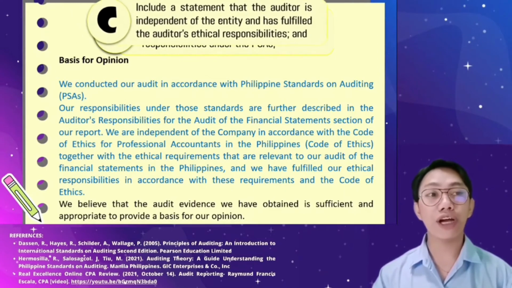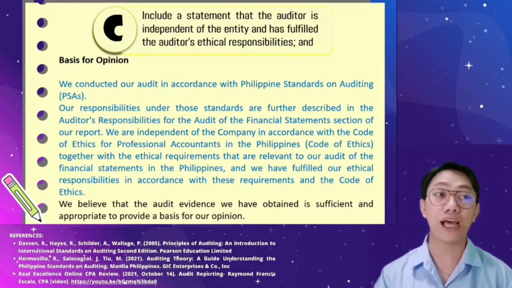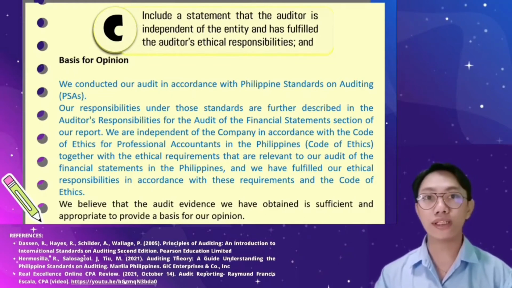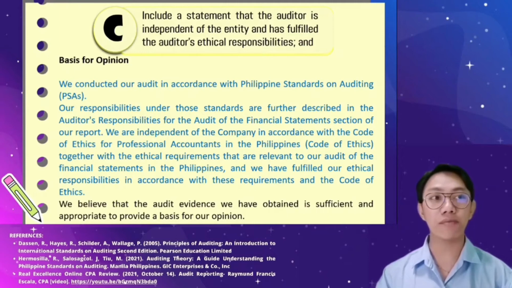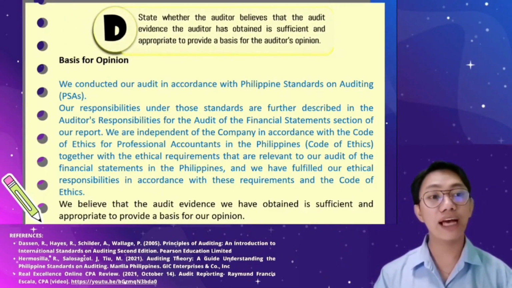So, sa standards, yung second and yung third na requirement, nakalagay, refer to the section of the auditor's report that describes the auditor's responsibilities under PSAs and include a statement that the auditor is independent of the entity and has fulfilled the auditor's ethical responsibilities. So, di ba, yung nakalagay sa standards, makikita din natin dun sa report. Ibig sabihin, nagawa.